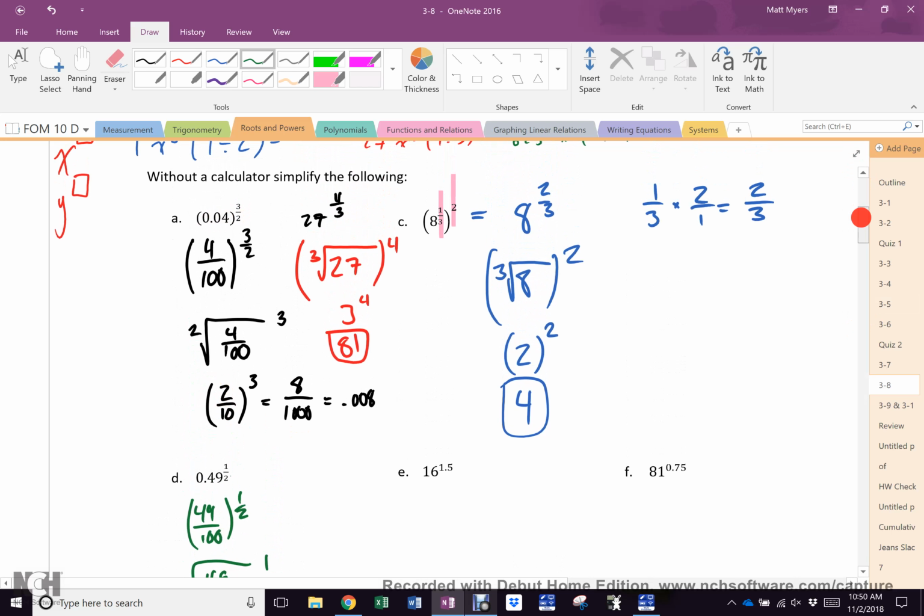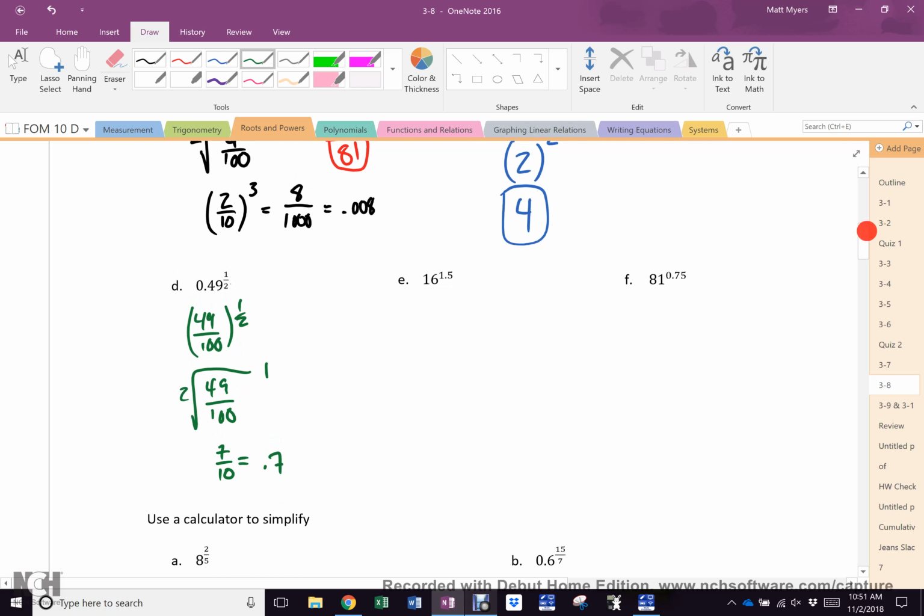All right. What's different about E? But really, nothing's different about E, is it? Because what bothers you about E, Micah? You don't like that exponent. It's a decimal. But when the base was a decimal, we just changed it to a fraction, didn't we? Yeah. So what should we do when the exponent's a decimal? Change it to a fraction. What is that as a fraction?